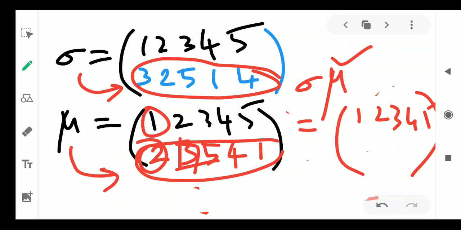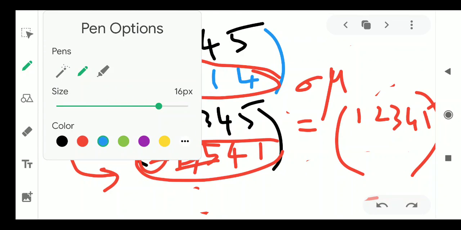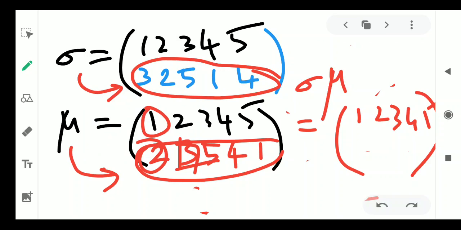So it is 1 goes to 2. So then 2 goes to 2. Let me use another color for that. Okay. 1 goes first to 2. Then 2 goes to 2. So the final thing is 1 goes to 2.